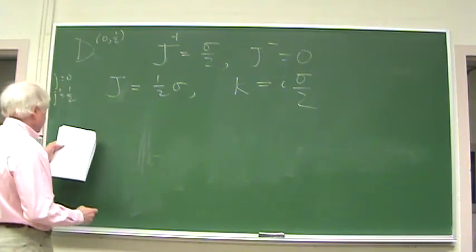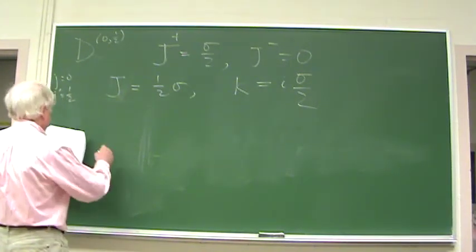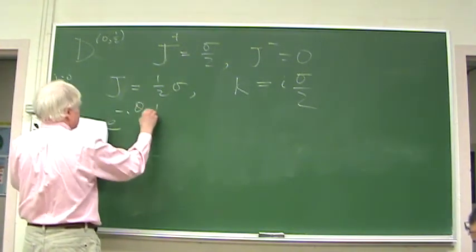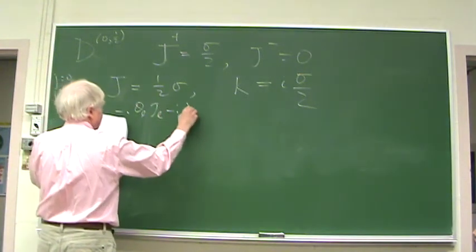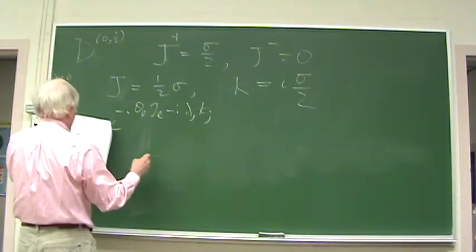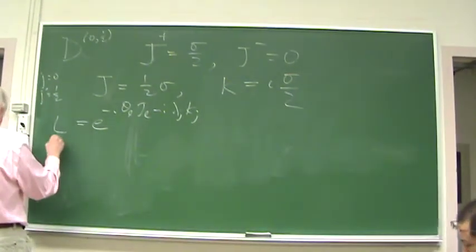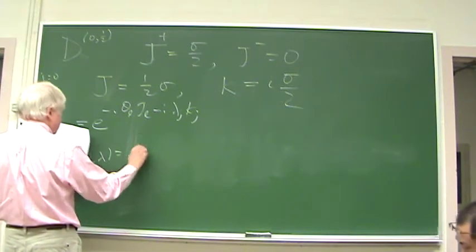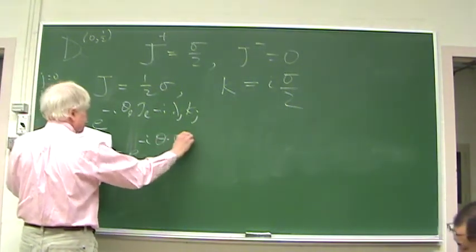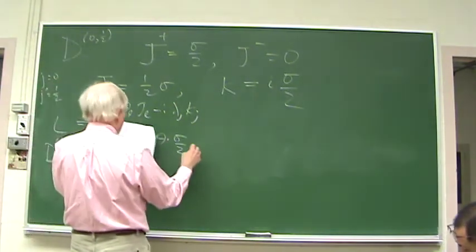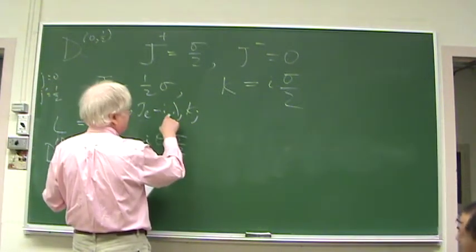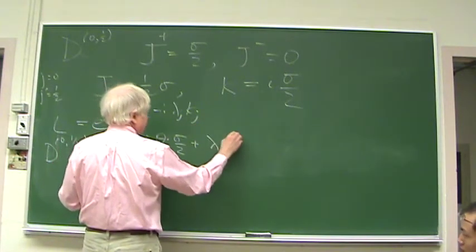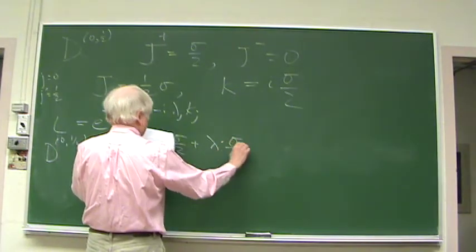Okay, so how are we representing this Lorentz transformation? Well, L is going to be represented as e to the minus i theta dot J minus i lambda dot K. And so this D 0 1/2 of theta and lambda then is going to be e to the minus i theta dot sigma over 2, that's J. And then it's going to be minus i times i, which is just plus 1, so it's plus lambda dot sigma over 2.